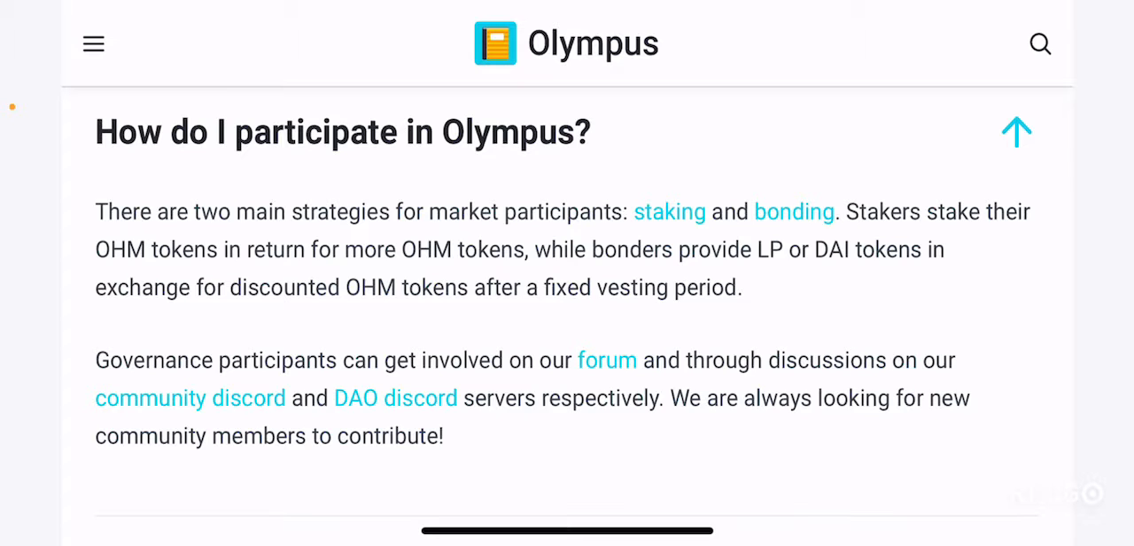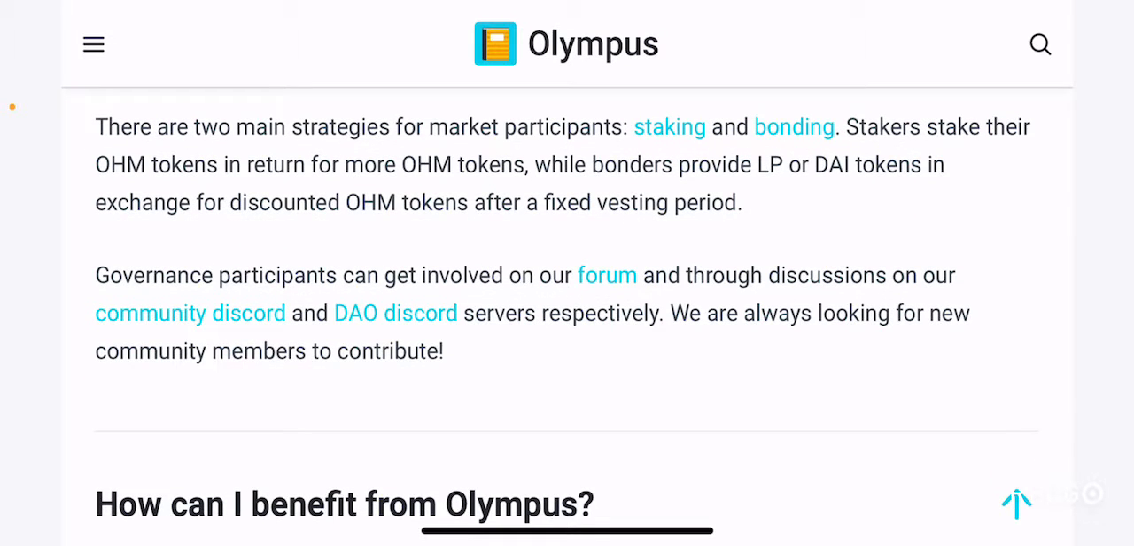But the difference is you will get more OHM tokens at a significantly discounted price, right? And any OHM tokens that you earn at a discounted price will undergo a vesting schedule which will lock the tokens for a decent period of time. So again, that's something that you guys definitely need to understand. So if you want to stake it, you can stake and earn inflationary rewards just like every platform.